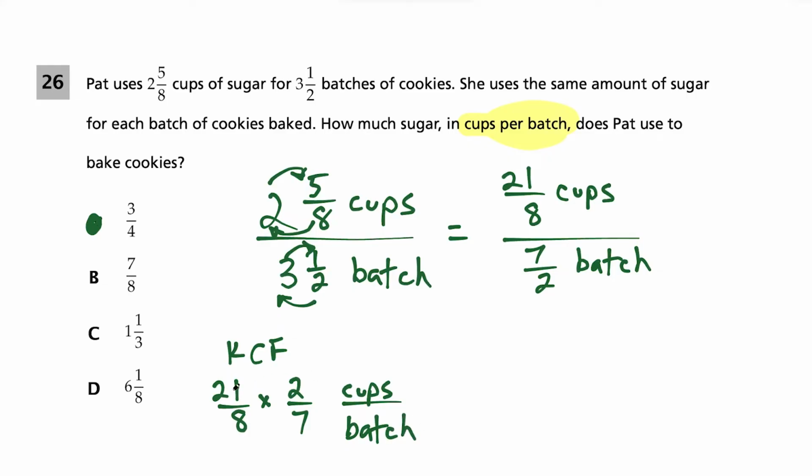And now from here, we could cross cancel. 21 divided by 7 is 3. And then 2 goes into 8 4 times. Or I could just think of this as reducing. 2 over 8 reduces to a fourth. So this is going to simplify to a 4. And notice I get 3 over 4. And the units here are cups per batch. Okay, so this is definitely going to match up with choice A.